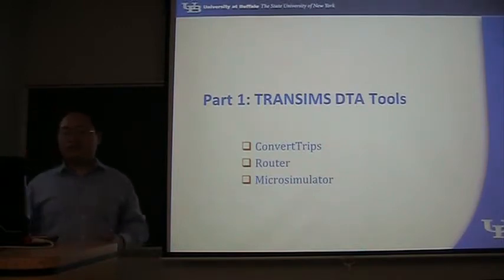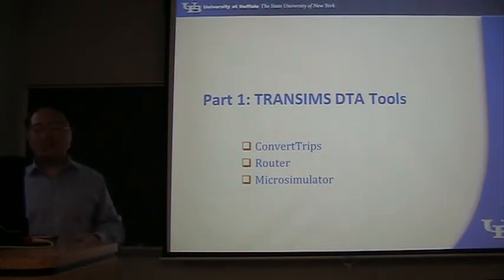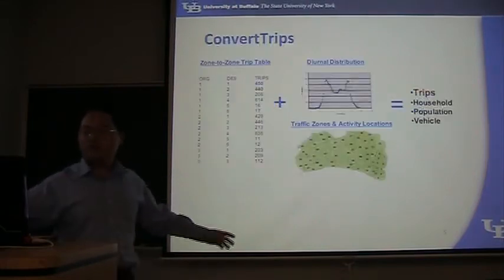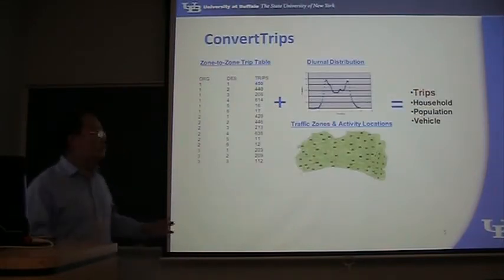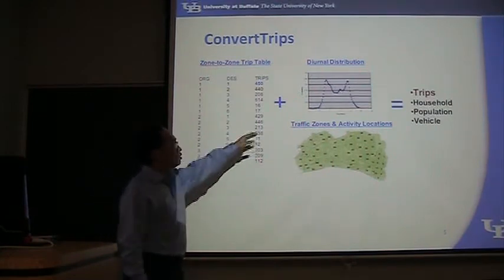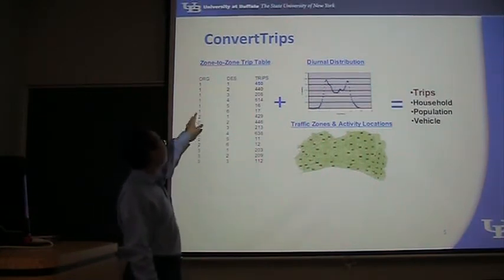For TRANSIMS, I first want to talk about 3 tools that you have already used in your homeworks. The first tool is called ConvertTrips. The second one is Router. The third one is Macro Simulator. Let's review what they do. In ConvertTrips, we have 3 inputs.